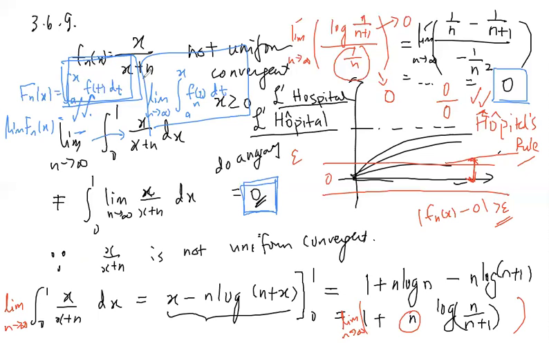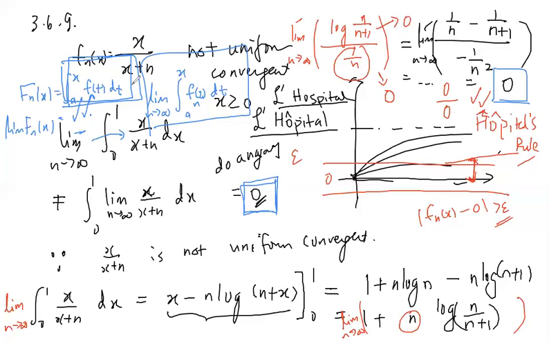Okay, finally for theorem 3.6.2, these are other properties of uniformly convergent sequences of functions. So you have property 1, which is if the function is uniformly convergent, then it also is pointwise convergent, right? So pointwise convergence is actually implied by uniform convergence, but not the other way around.